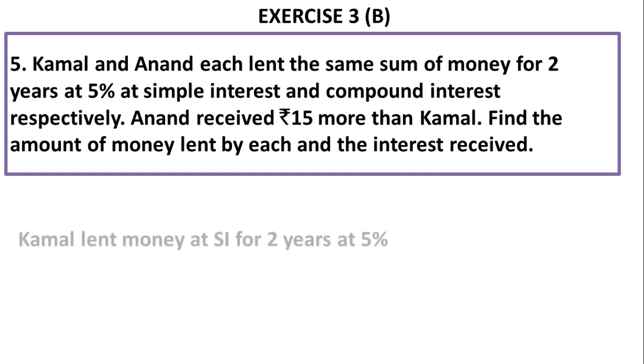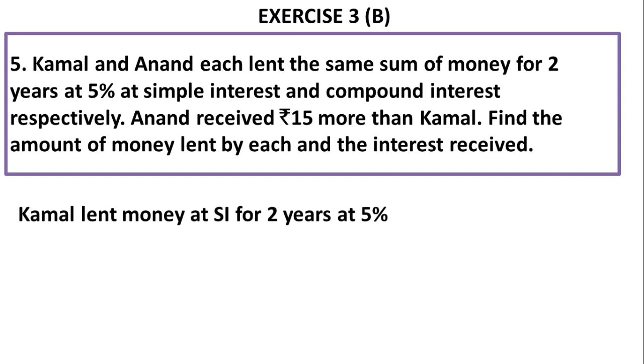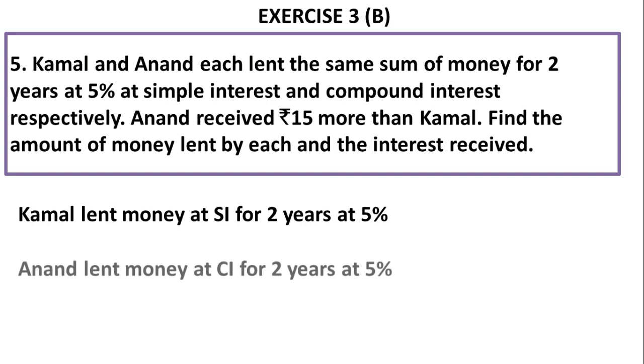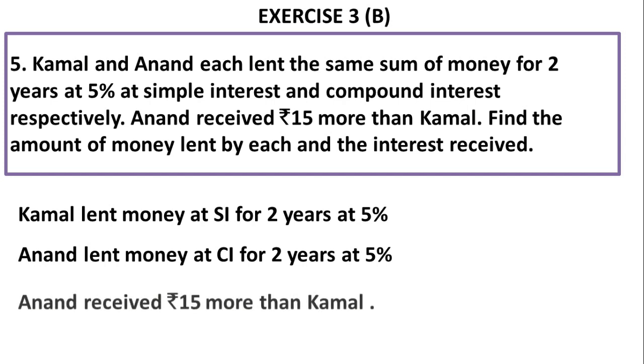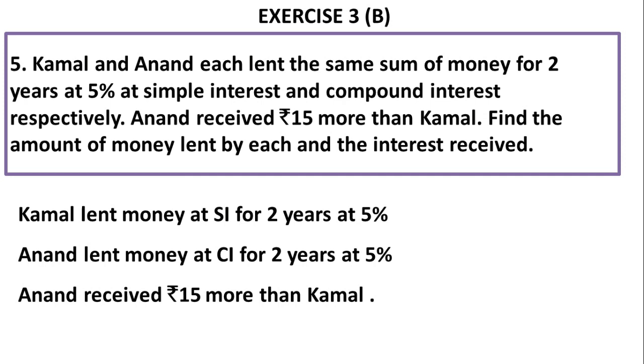In the first step, we have to calculate the simple interest, that is, what Kamal has lent for 2 years at 5%. The same sum has to be considered to calculate the compound interest by which Anand has lent money for 2 years at 5%. It is said in the question that Anand received 15 more than Kamal. It means the difference between the compound interest and simple interest is 15. Let us move on to the solution part.